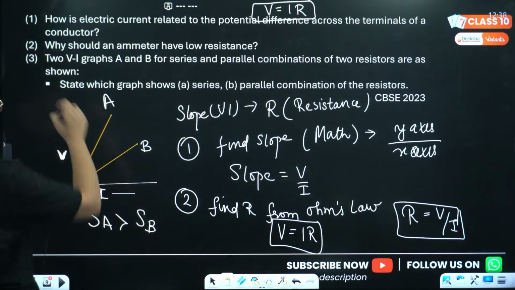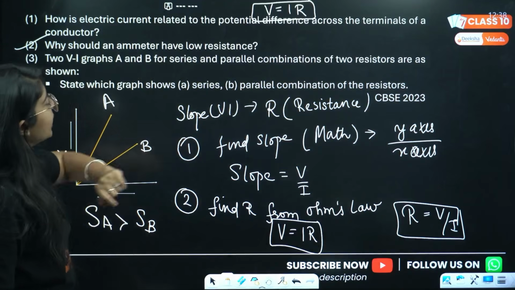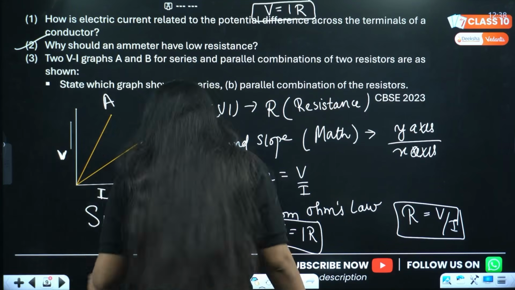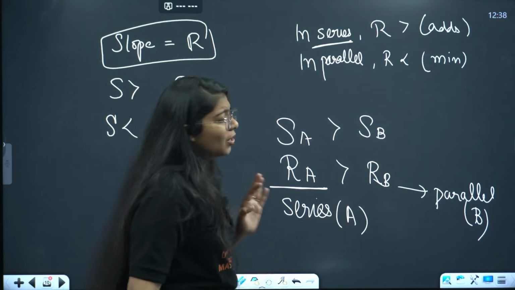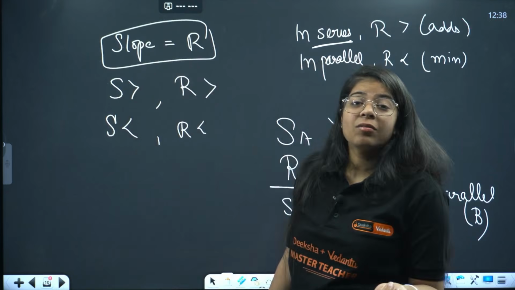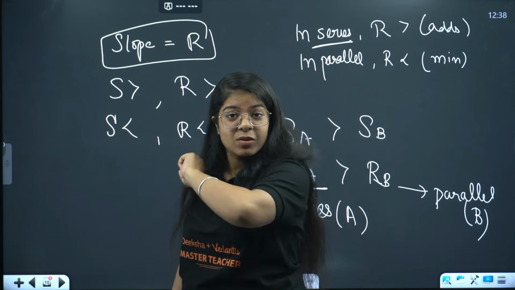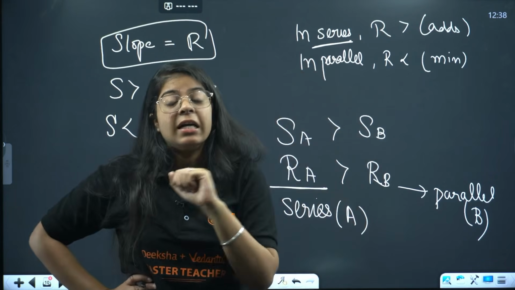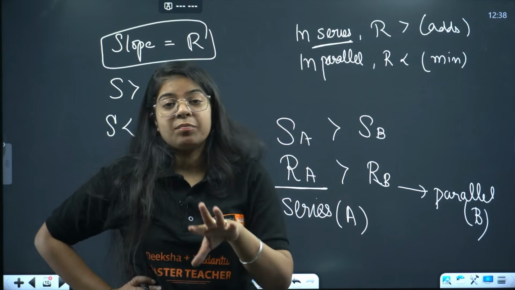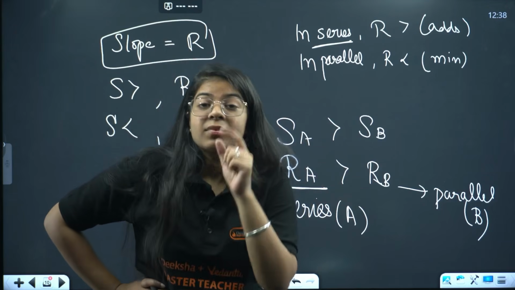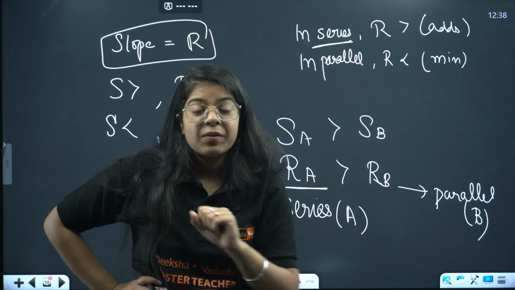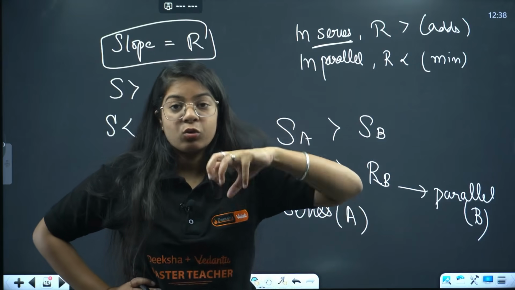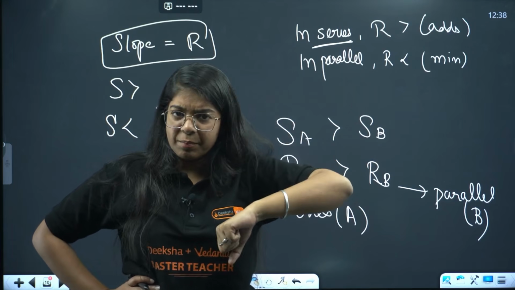Okay? A second part is, why should an ammeter have low resistance? This is the question we have studied lots of times. Why should an ammeter have low resistance? Because it is connected in series with the circuit, with the resistor. If it is connected in series, that means current will be the same. That means whatever the current is going through the resistance, the same current will be going through the ammeter.